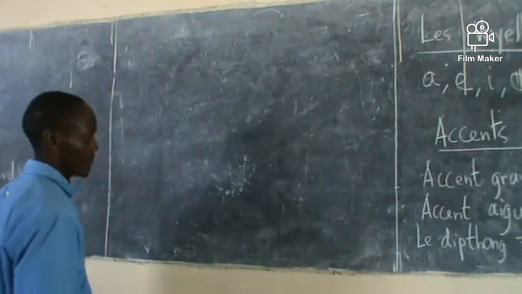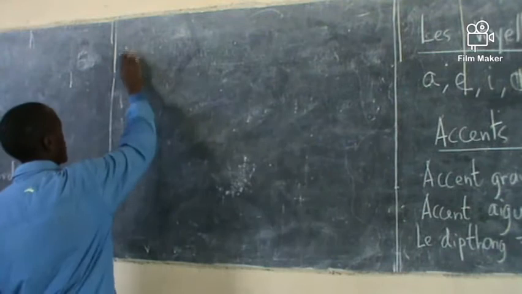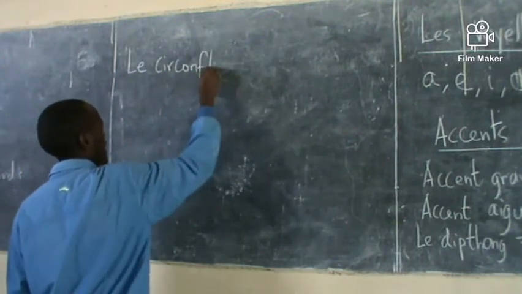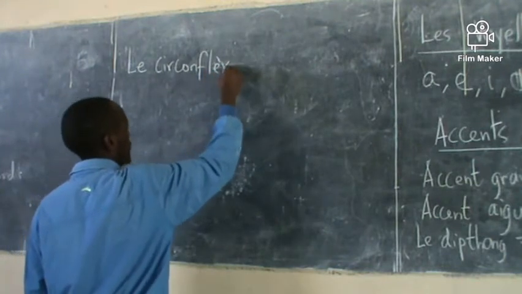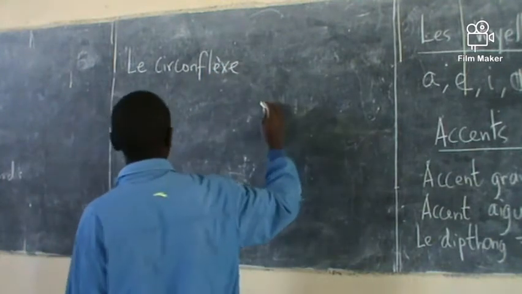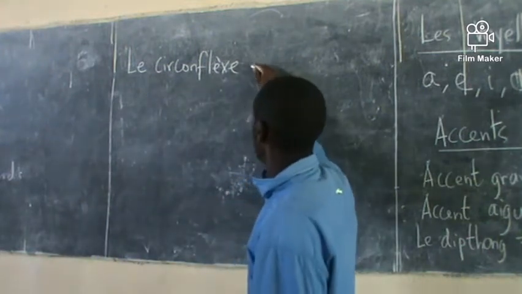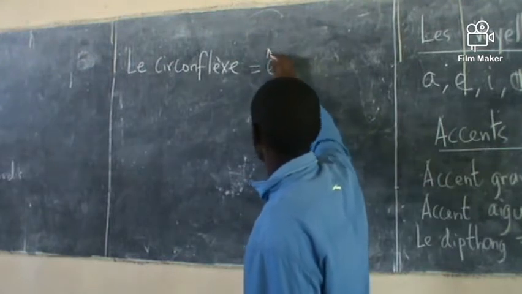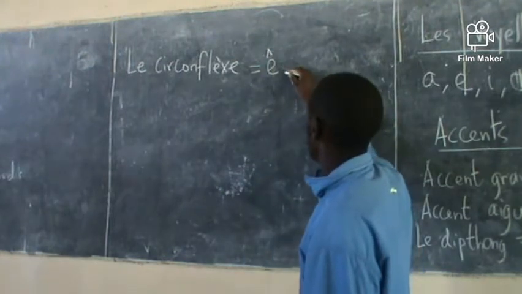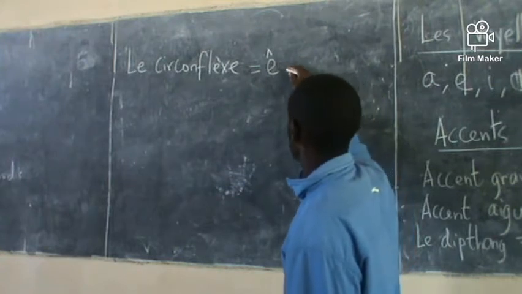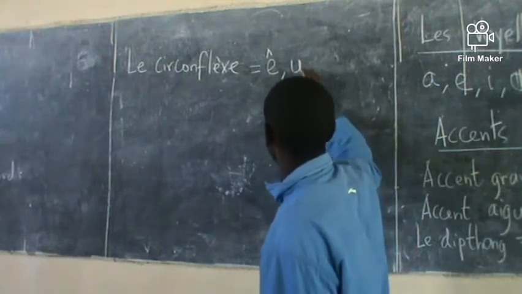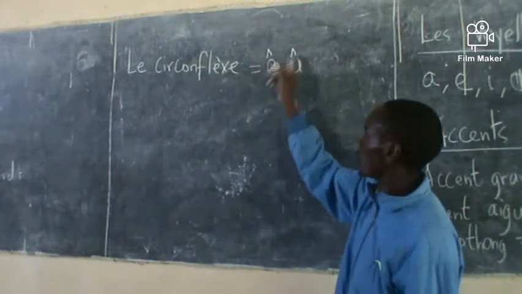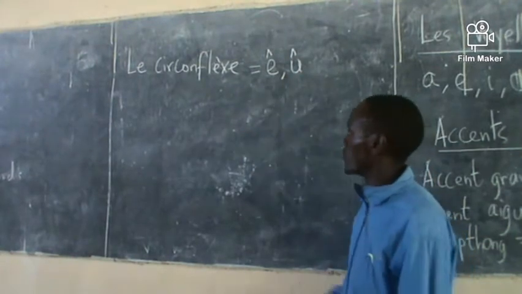The other accent that we have is le circonflexe. Le circonflexe. For example, we have one in letter E, that one. We have another one in letter U. So that small cap on top of these vowels is what we call the circumflex.